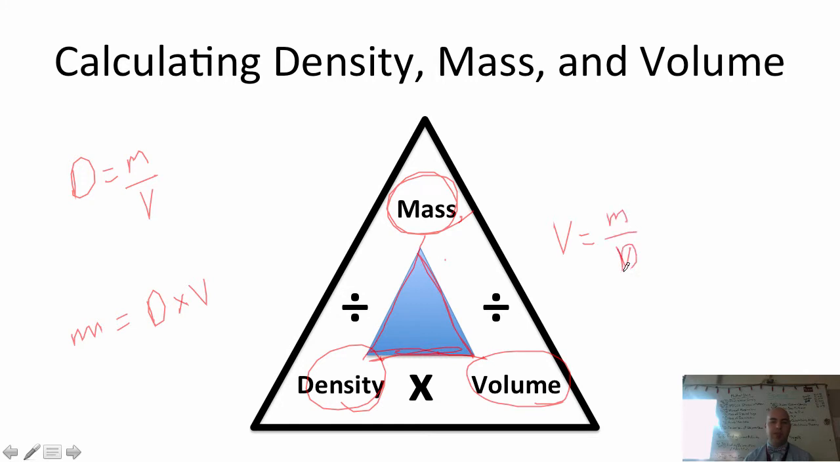Wait, no. Mass divided by density. That's supposed to be a D. In case. All right, so those are the three different formulas that we're going to use. What I want to do here is give you some different example problems, and we can do those together before you guys are doing those on your own.